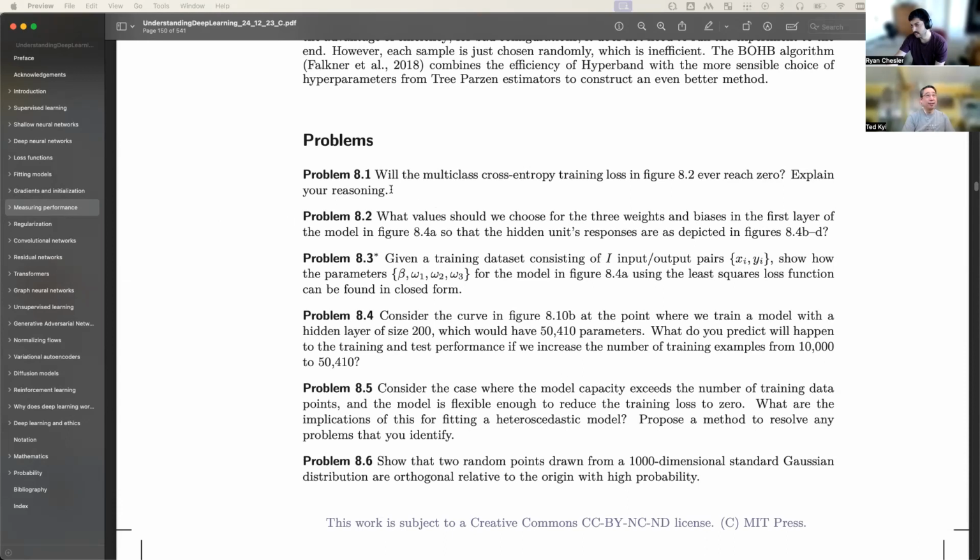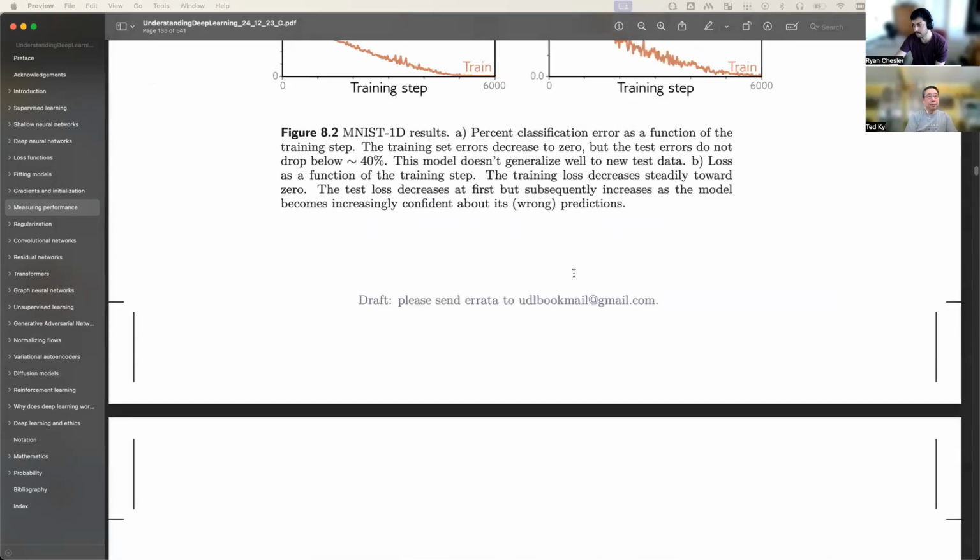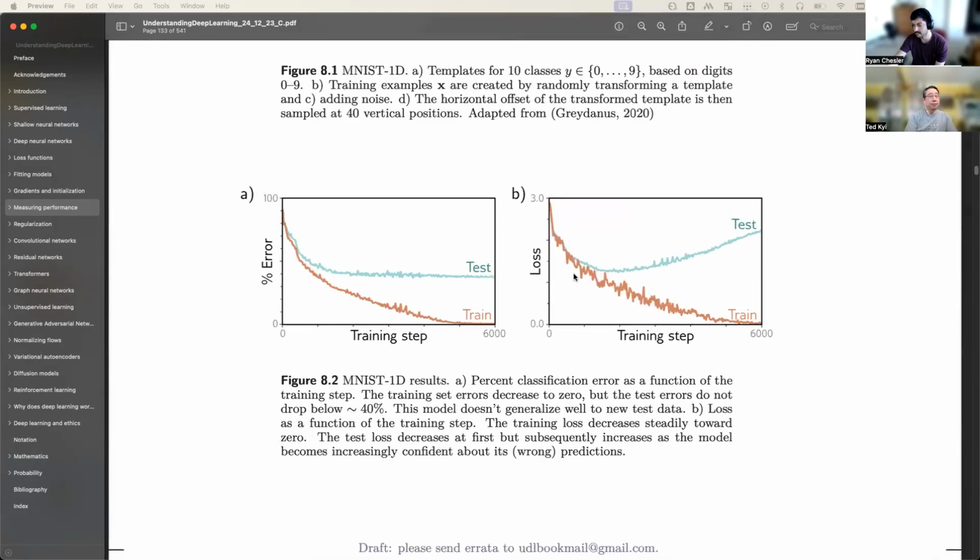This first one, does anyone want to take a crack at answering this? Will the multi-class cross entropy training loss in figure 8.2 ever reach zero? So if we go back up to this one, will this loss ever reach zero? Why not? Open to anyone.